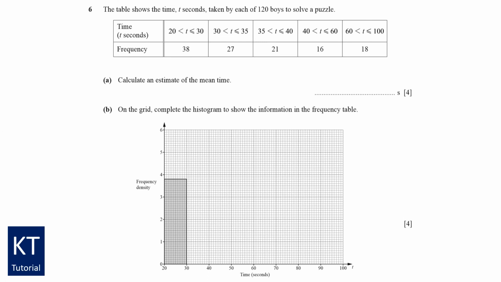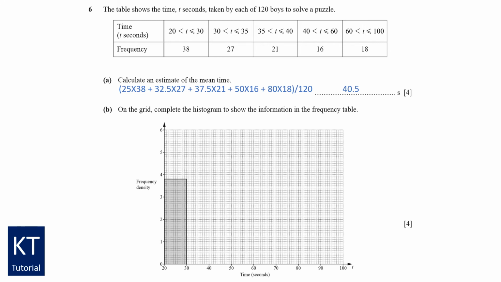Question 6. The table shows the time t seconds taken by each of 120 boys to solve a puzzle. Calculate an estimate of the mean. This is obtained by doing a sum of the product of the midpoint of time to its associated frequency, then dividing the total by 120.